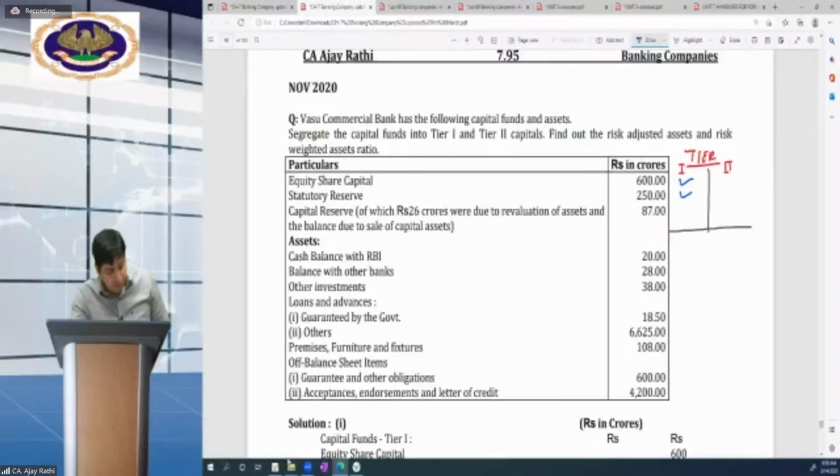What you will reduce? 87 minus revaluation is at 26. That is 61 is for tier 1. And for tier 2, you have to multiply the percentage. 26 multiplied by 45%, that is 11.7.